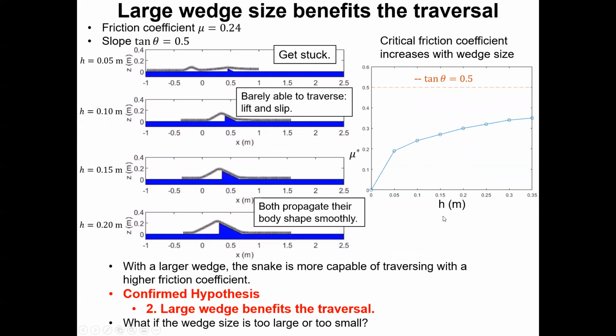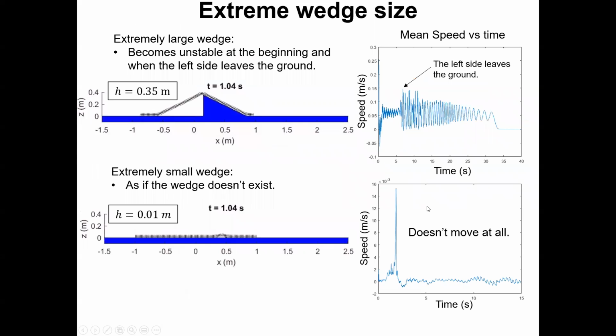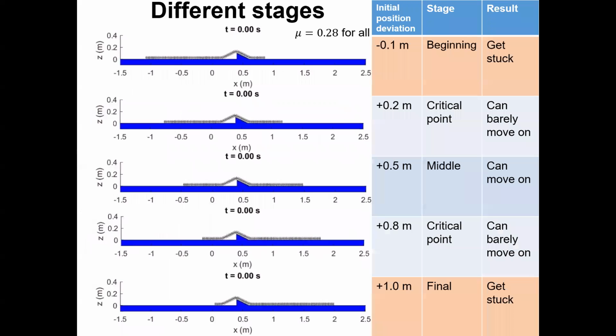But what if the wedge size is too large or too small? When we set the wedge height as extremely large, the snake becomes unstable at the beginning and when the left side leaves the ground. When we set the wedge height as extremely low, the snake is stuck as if the wedge doesn't exist at all.